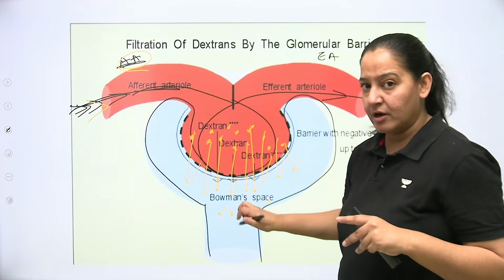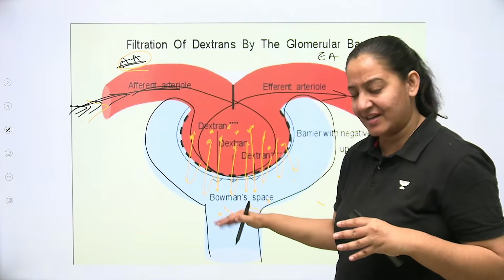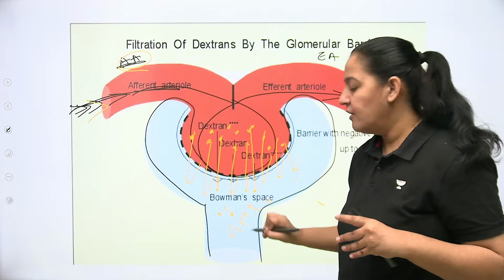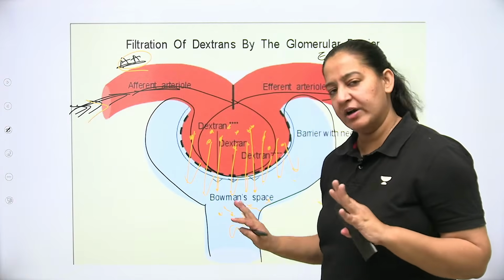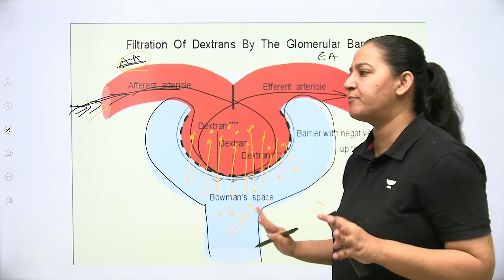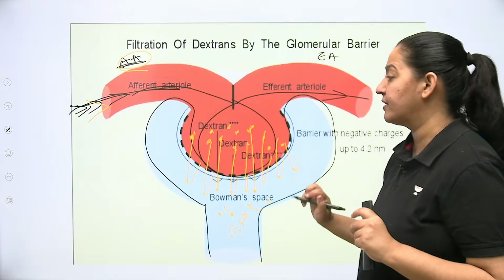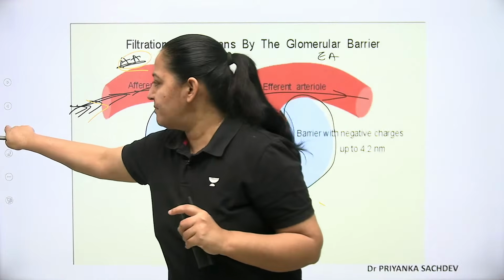And get collected here. Now the liquid, the filtrate which is collected here, is known as glomerular filtrate. We will not call it urine right now. We will call it glomerular filtrate. Do you have any problem understanding that? I guess everyone got it. Now, what is my point here?